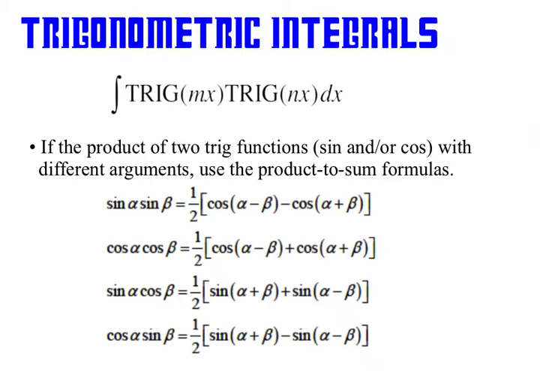So one other type of trig integral we can run into is when we have a product of two trig functions where the argument, the inside here, are different. So in other words, mx and nx. This could be like sine of 3x and cosine of 2x. So the argument, the how much of x's differ. And if that's the case, then we're going to be using what are called the product sum formulas.